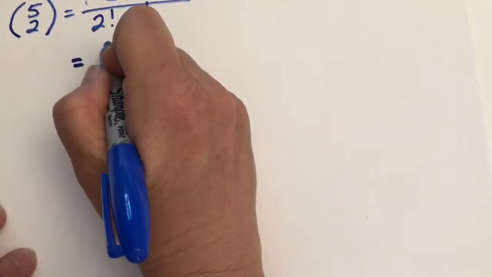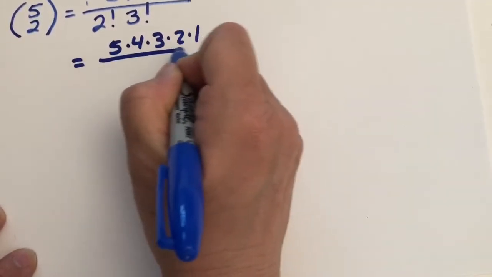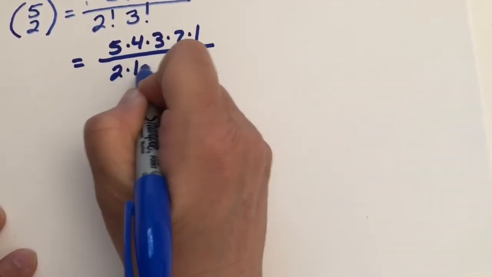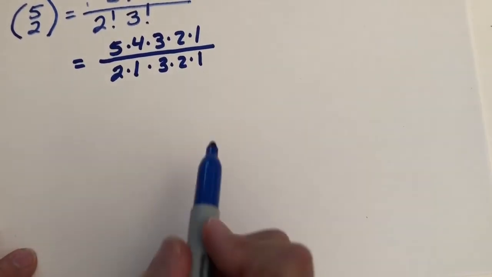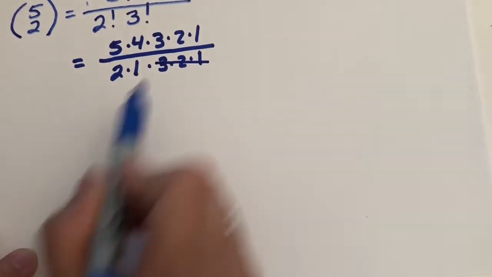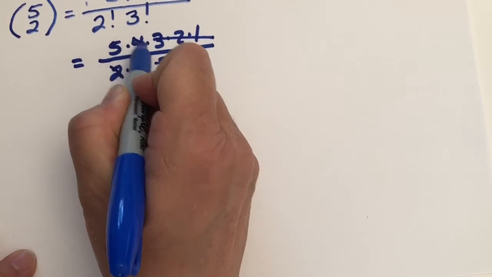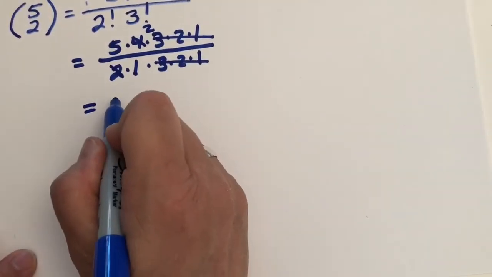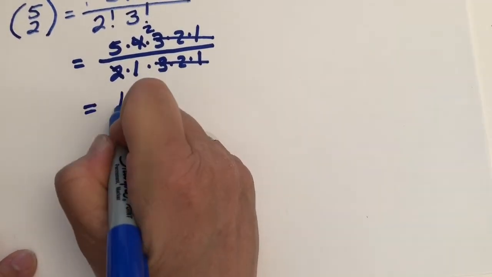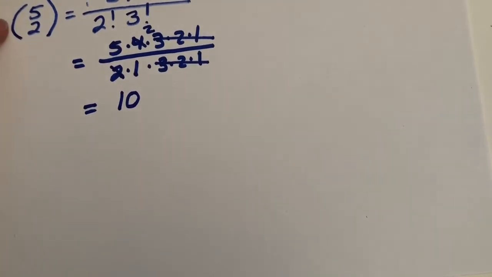I know that's 5 times 4 times 3 times 2 times 1 over 2 times 1 times 3 times 2 times 1. So let's do our canceling. 3 times 2 times 1 cancel. And look, I have a 2 here that I'm going to cancel with that 4. So I'm only left with 5 times 2 in the numerator and a 1 in the denominator. So I get 10.